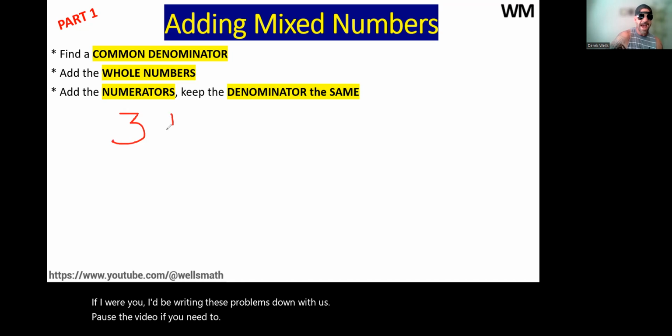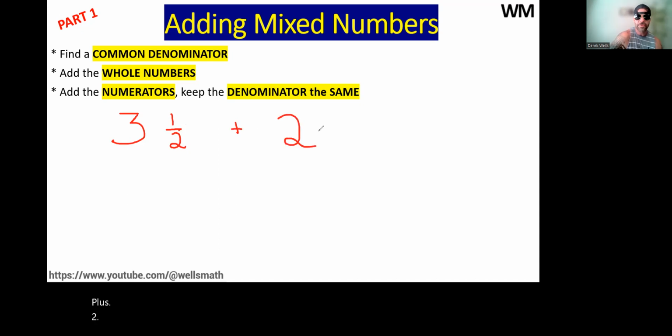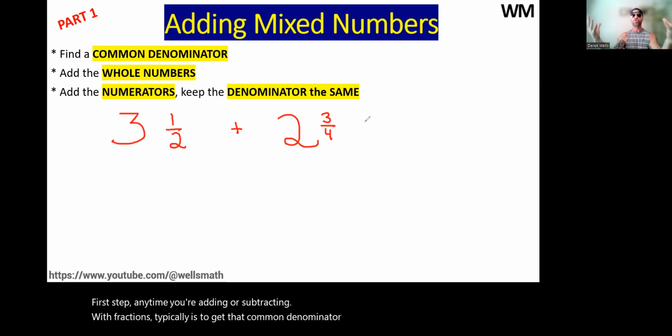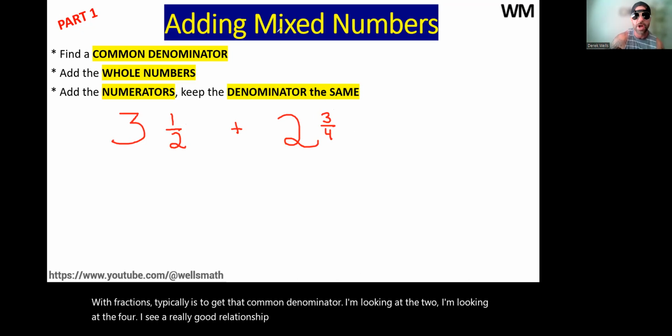So we've got 3 1/2 plus 2 3/4. First step, anytime you're adding or subtracting with fractions, typically is to get that common denominator. I'm looking at the 2, I'm looking at the 4. I see a really good relationship between those two numbers.